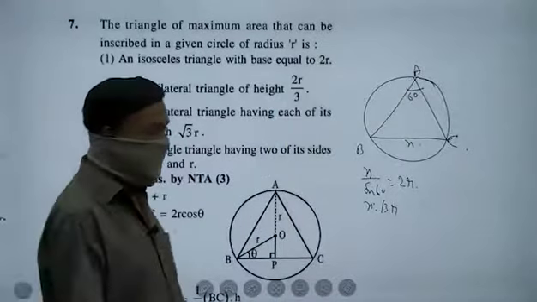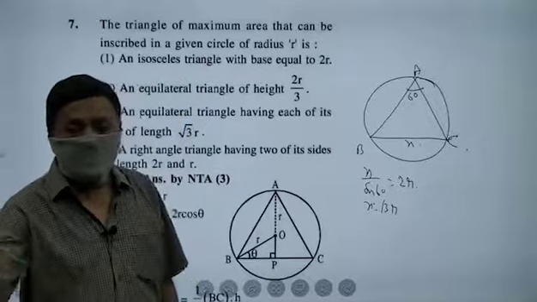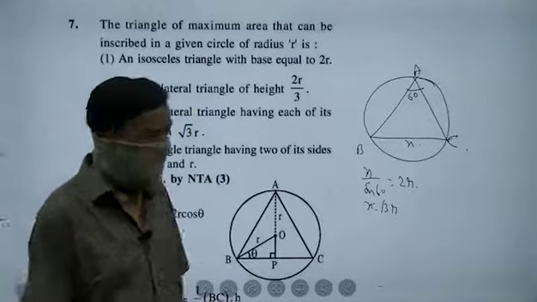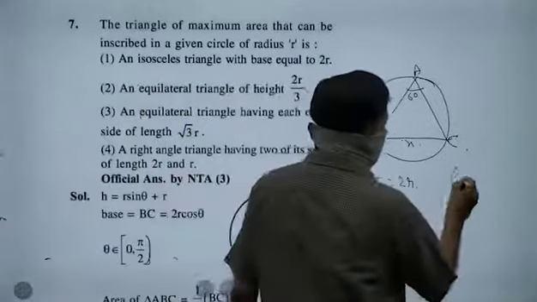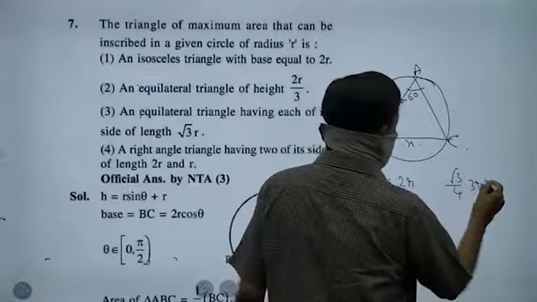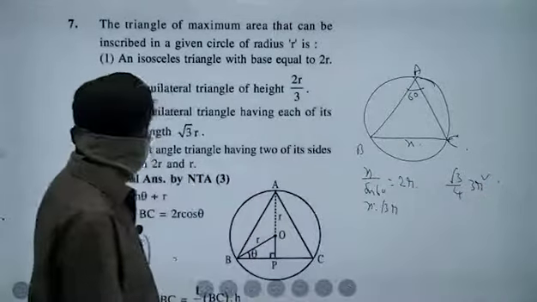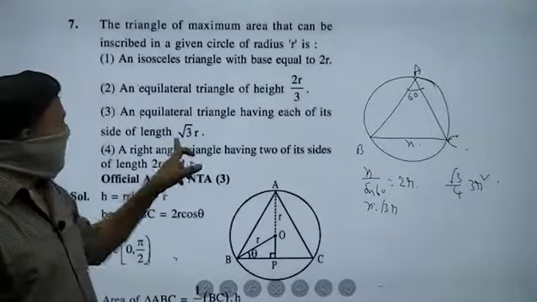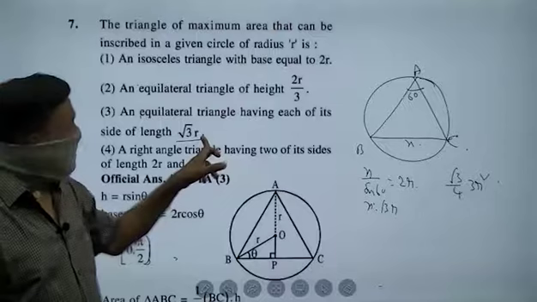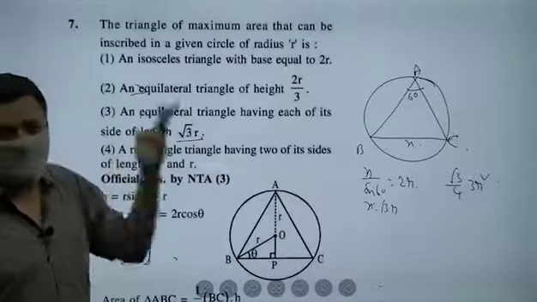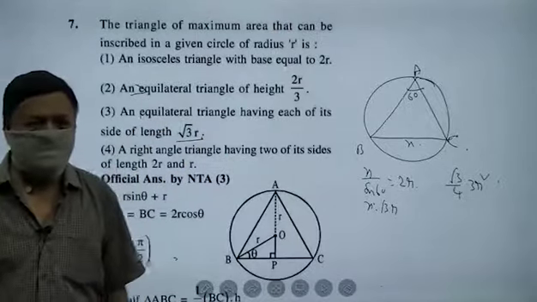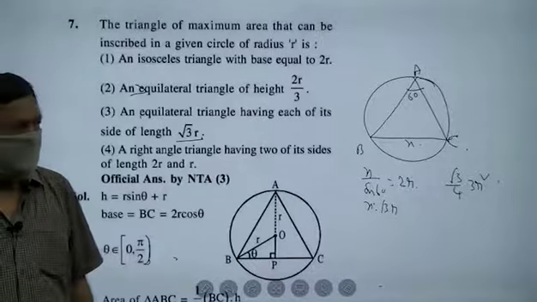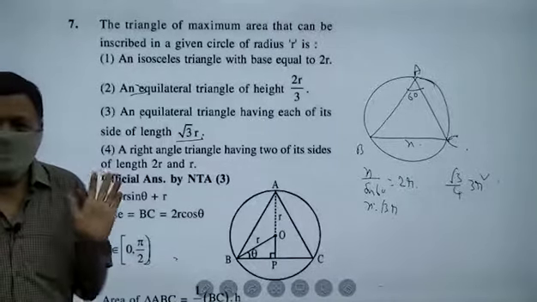What is the area of an equilateral triangle? Root 3 by 4 into side square. So, root 3 by 4 into 3r square. Right? The side length became root 3 r. Obviously, this cannot be your answer. Yes. So there is nothing for me to explain in this. Directly I have to put.